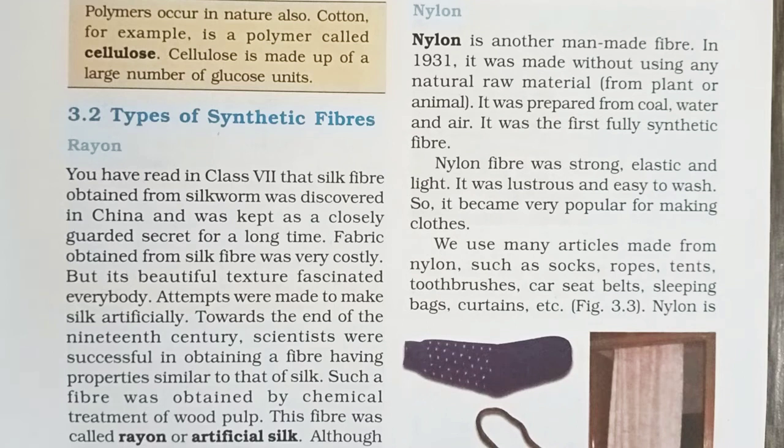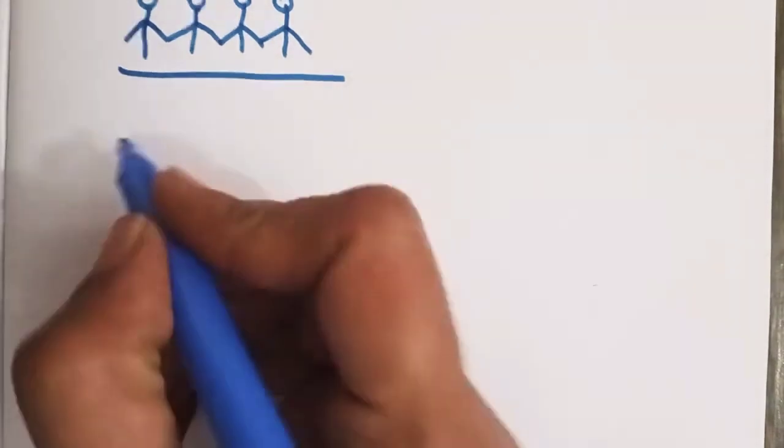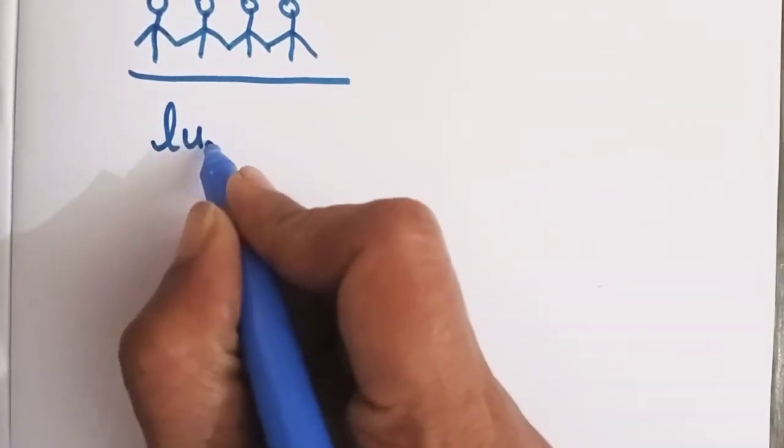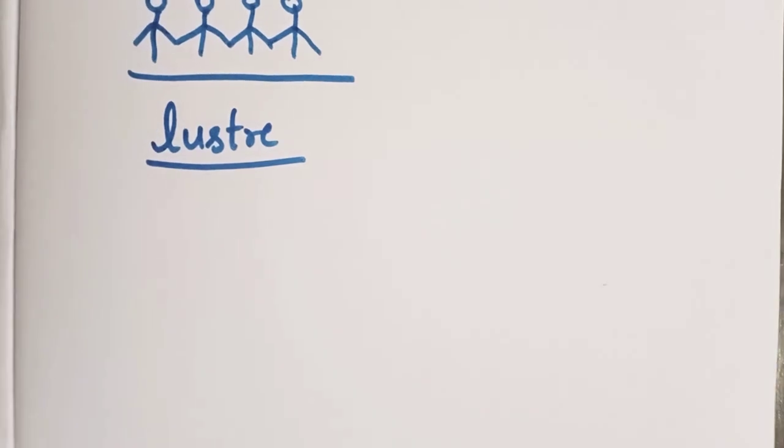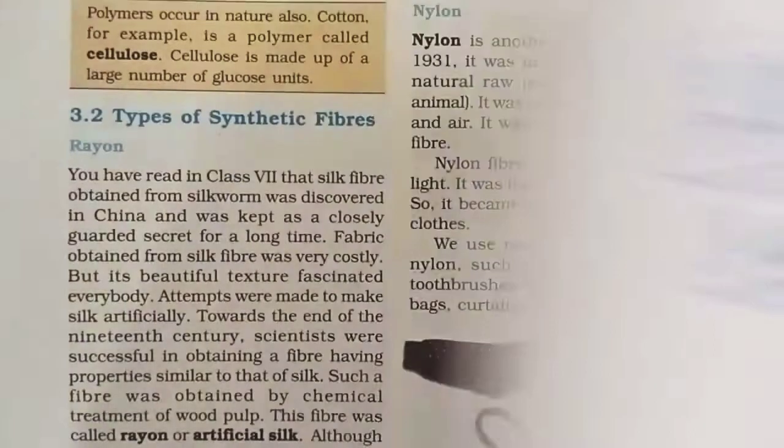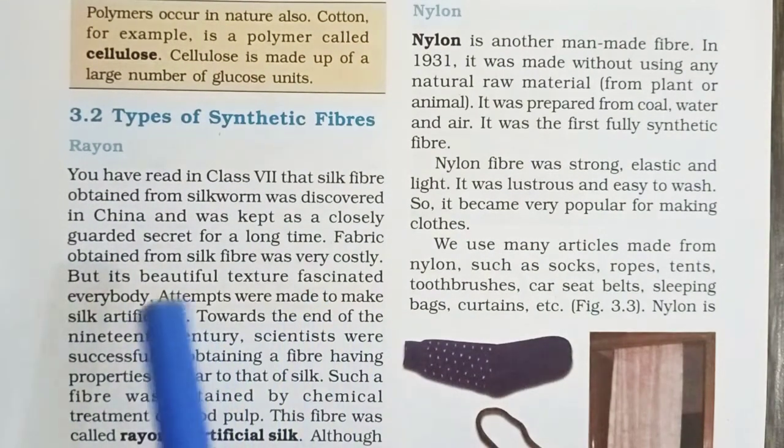Every material will have a shine. Like metals are lustrous. Whenever you don't understand a word, immediately you need to ask about it. Luster means its shine. So this silk has a kind of shine in the fabric.